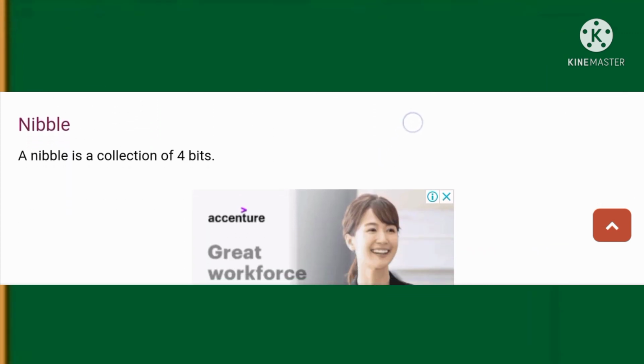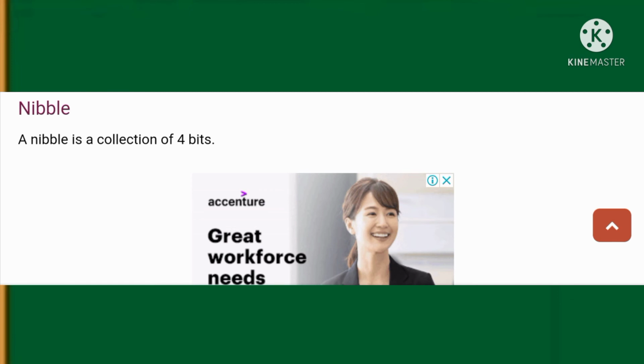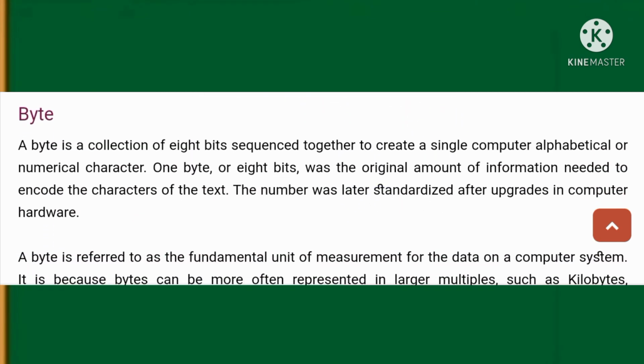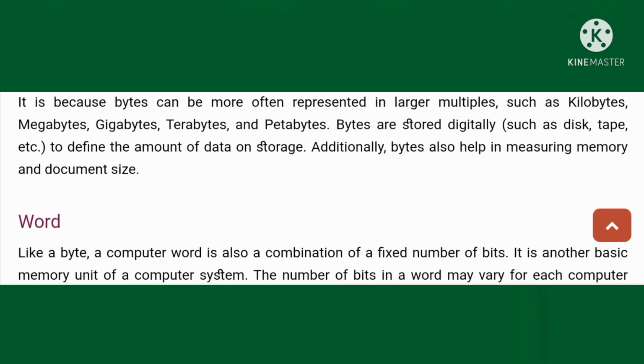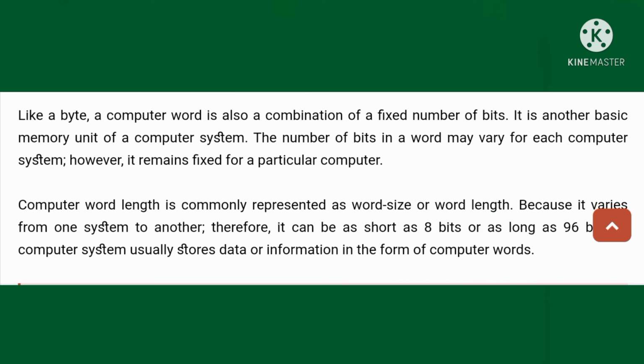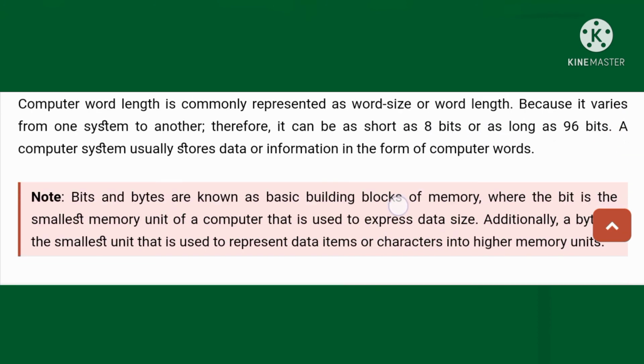The second is the nibble. A nibble is a collection of 4 bits. And then the byte is a collection of 8 bits in sequence together to create a single computer alphabetical or numerical character. A byte is referred to as a fundamental unit of measurement for the data of a computer system. The word, like a byte, a computer word is also a combination of a fixed number of bits. It is another basic memory unit of a computer system, and the number of bits in a word may vary for each computer system. However, it remains fixed for a particular computer.